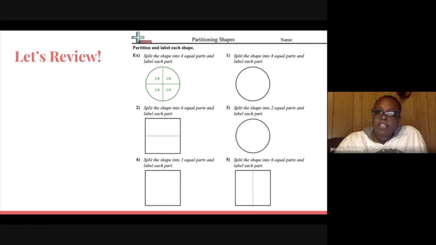So let's look at number 1 through 5. Number 1, it says split the shape into 8 equal parts and label each part. Number 2, split the shape into 6 equal parts and label each part. Number 3, split the shape into 2 equal parts and label each part. Number 4, split the shape into 3 equal parts and label each part. And number 5, split the shape into 6 equal parts and label each part. So I would suggest you pause this video and give yourself a chance to see if you can solve them on your own before I show you what I had.